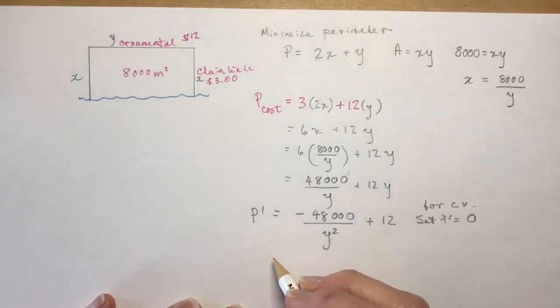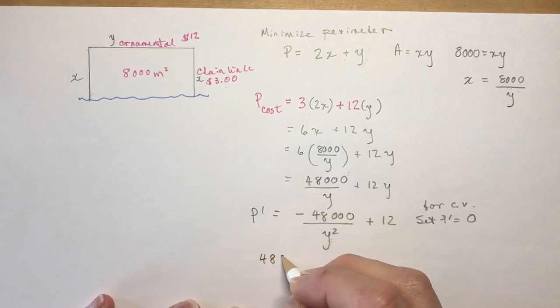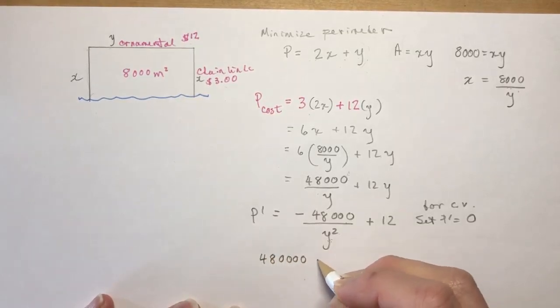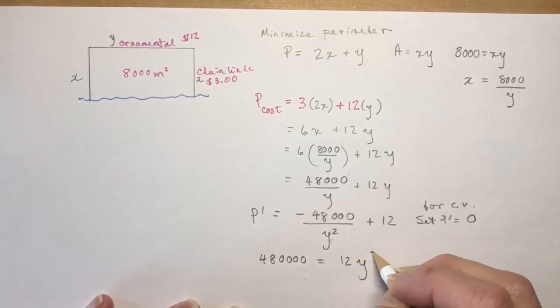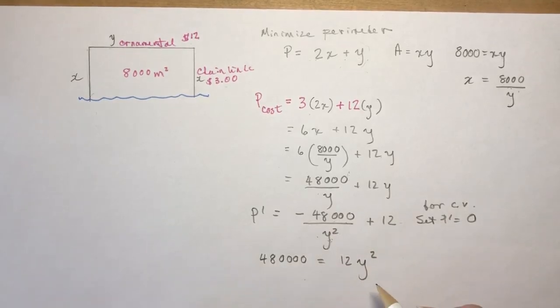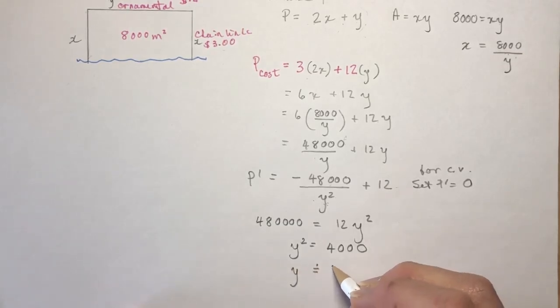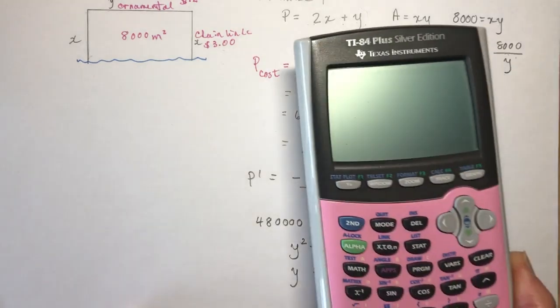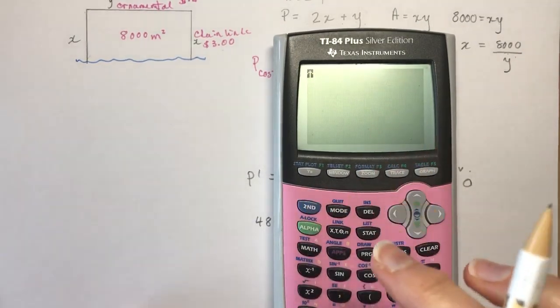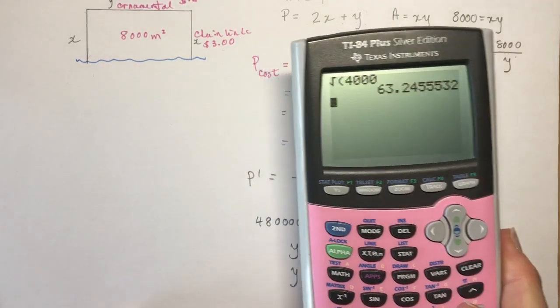And that's going to give me minus 12, or let's bring this one over here to make it positive. So 48,000 equals 12y squared. Did you catch that? I just brought this over and multiplied by y squared all in one sweep. Yes, I have a cold. And that's going to give me 4,000. So that means y is approximately equal to plus or minus the square root of 4,000. And I get 63.25.